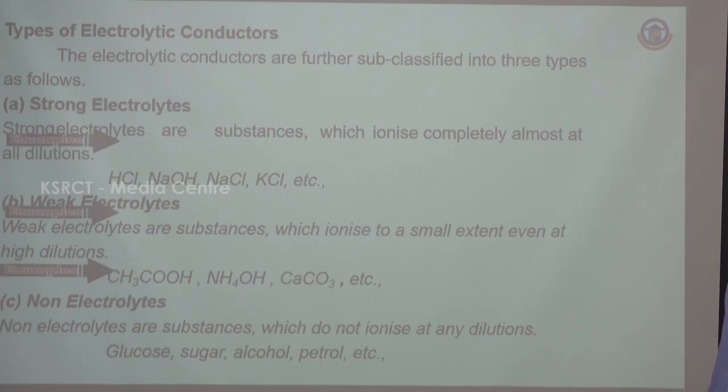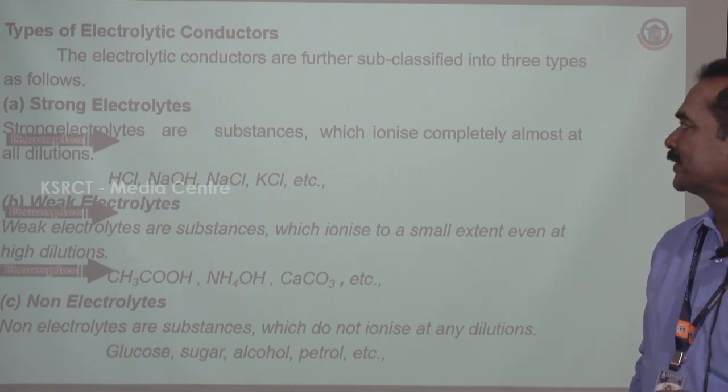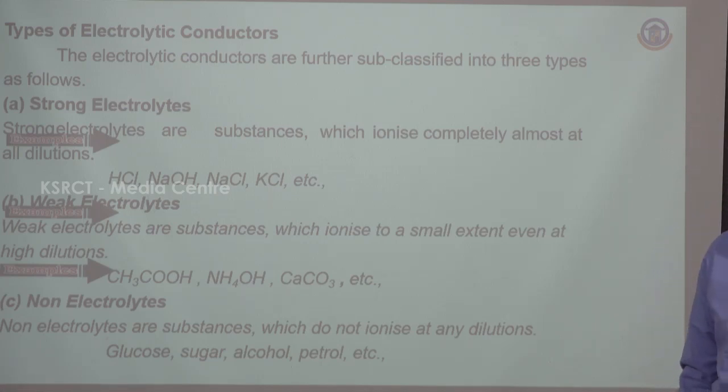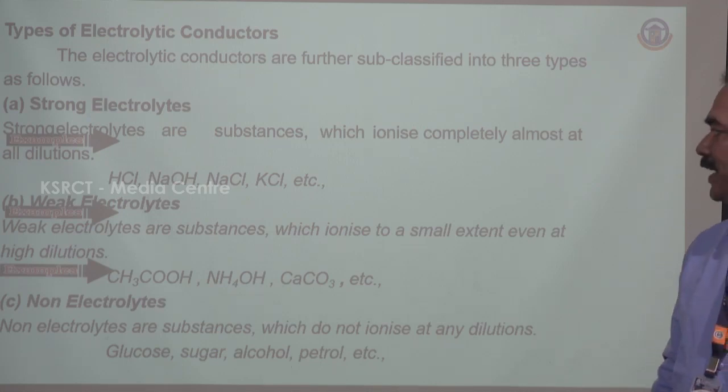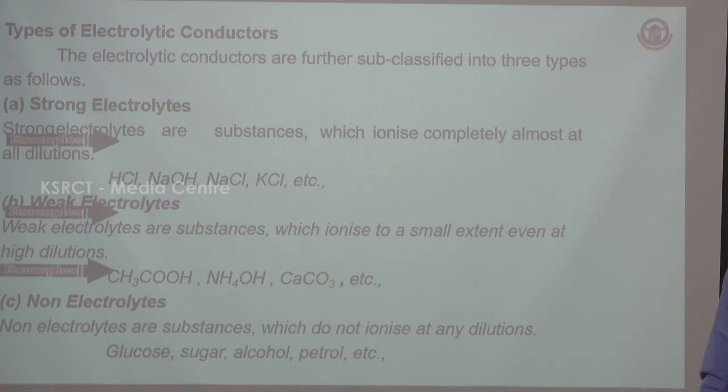Then the next one is types of electrolytic conductors. There are three types: strong electrolytes, weak electrolytes, and non-electrolytes. What does strong electrolyte mean? A solution which is able to conduct electricity and ionizes very quickly is known as a strong electrolyte. Examples: sodium chloride, sodium hydroxide, potassium chloride, sulfuric acid, hydrochloric acid, etc.